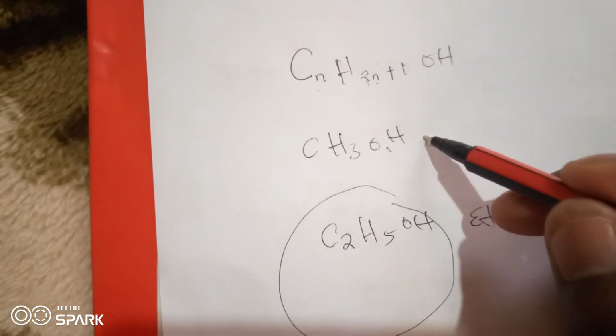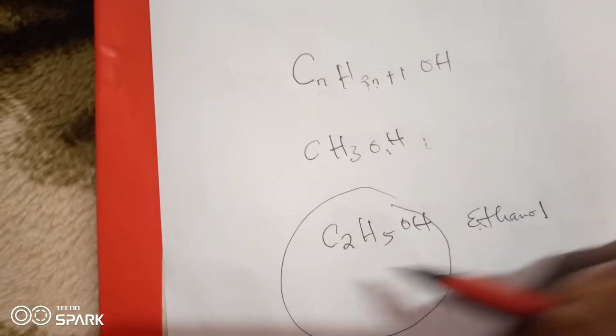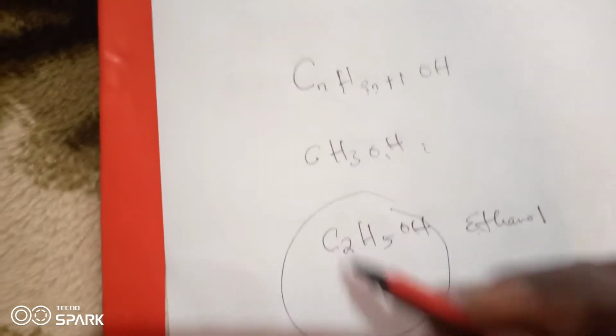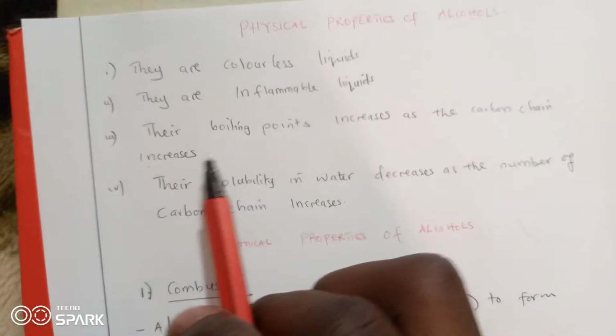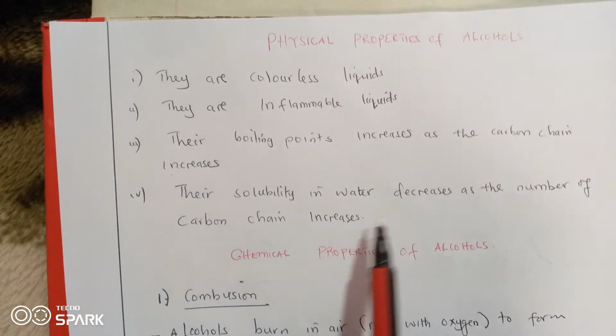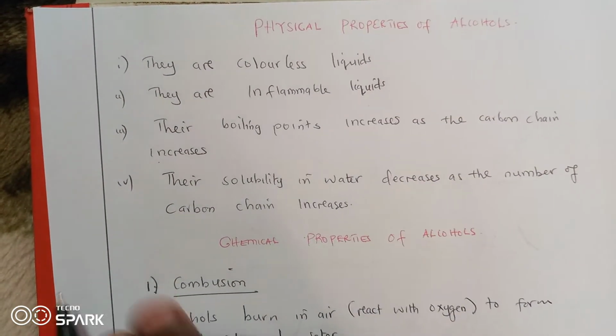So meaning that this one has a lower boiling point than this one, because we said it increases as the carbon chain increases, meaning there's 1 carbon, 2 carbon. So when we have 3 carbons, 4 carbons, it means those with more carbon atoms actually have higher boiling points. That's what we mean. Their boiling point increases as the carbon chain increases. Then their solubility in water decreases as the number of carbon chain increases.